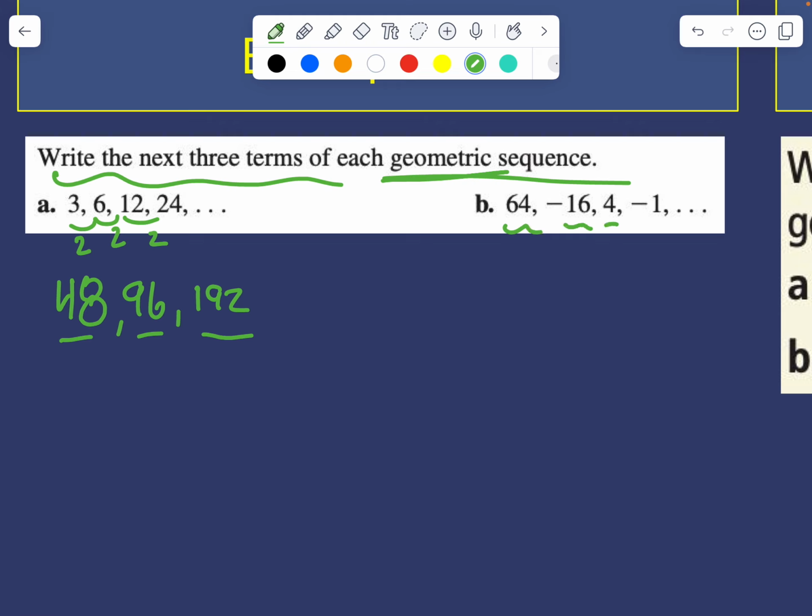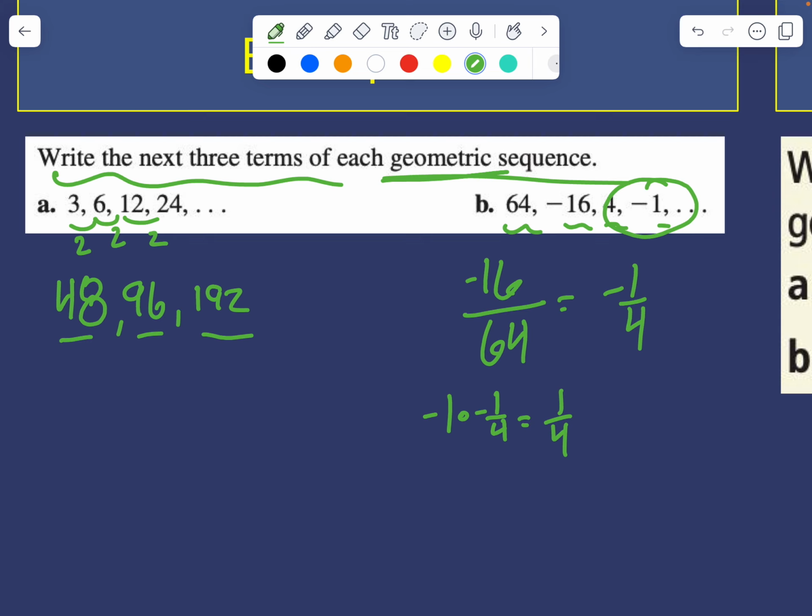This one, it's very difficult to see what the pattern is. Again, I would do the second term divided by the first term. Negative 16 divided by 64. That should give me negative 1/4. So if this term is negative 1, to find the next one, I do negative 1 times negative 1/4. This gives me positive 1/4.